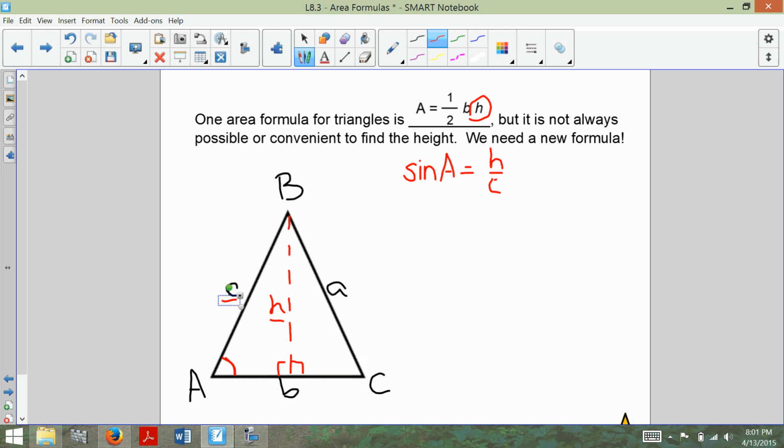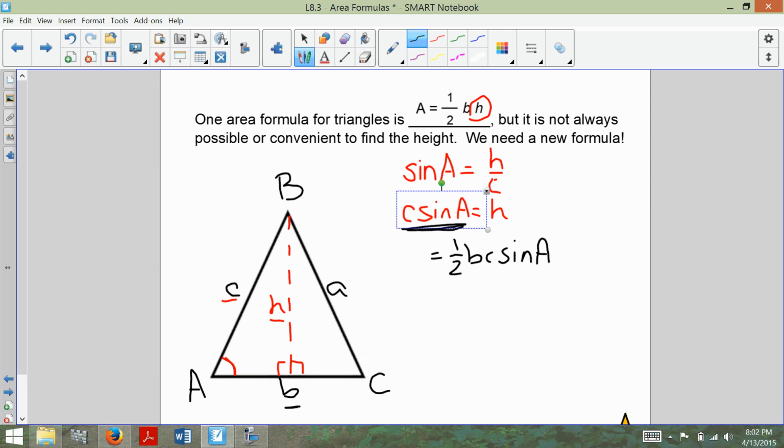Now, if what I'm trying to do is get rid of the height in the old formula, then I can take this new one and solve for h. So we can just multiply by c on both sides, and we get c times the sine of A is going to be the measure of the height. So what I can do now is replace in my old formula the height with this c times the sine of A. So 1/2 b, my base, because b is the measure of the base down here, times the height, which now is c, times the sine of angle A.